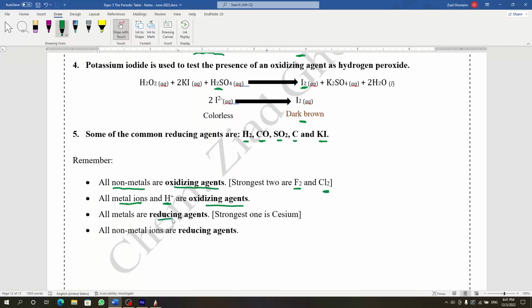All metals are reducing agents, which means that they go through oxidation, which means that they lose electrons. The strongest one is cesium at the very end of group 1. All nonmetal ions are reducing agents as well, like iodide ion, for example. Now we are done with this topic.